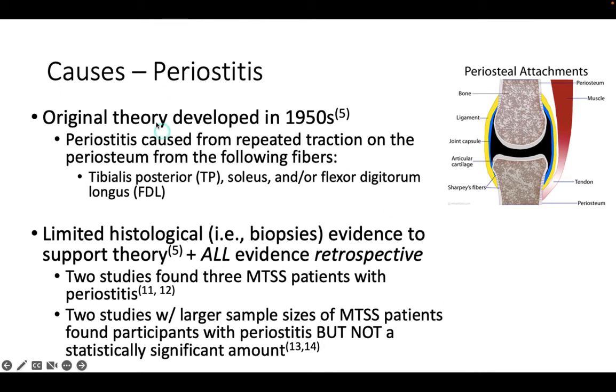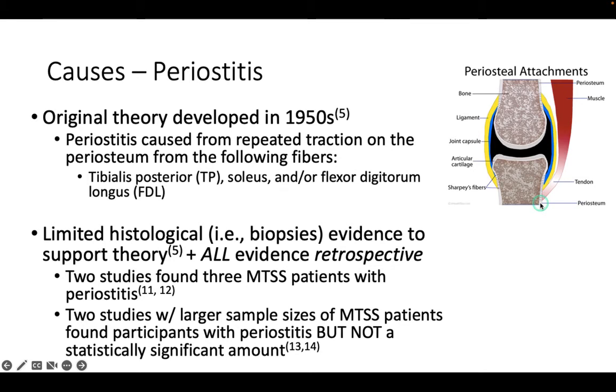So this was more of the original theory because it was developed way back in the 1950s. It suggested that periostitis, again, referring to inflammation of the periosteum, is caused by repeated traction, or you can just think pulling, on the periosteum from the following three muscles: the tibialis posterior, the soleus, and or the flexor digitorum longus. So again, if you look up here, here's the periosteum, and the thinking is that there's repeated pulling on it, leading to inflammation.